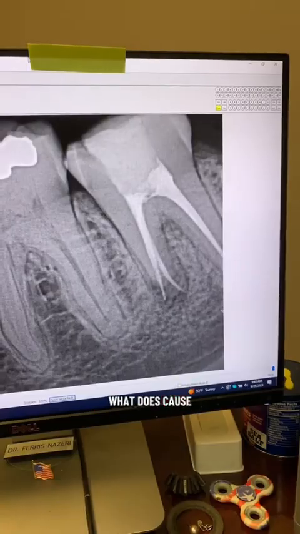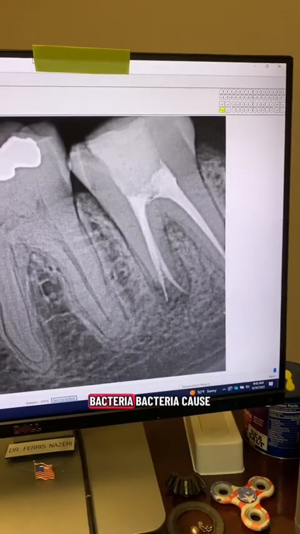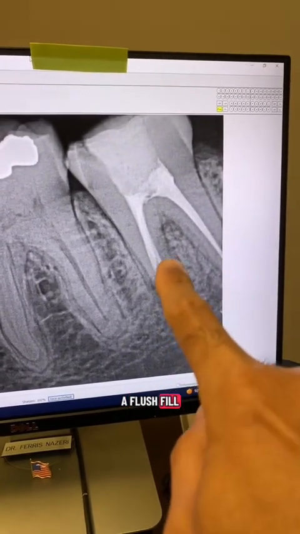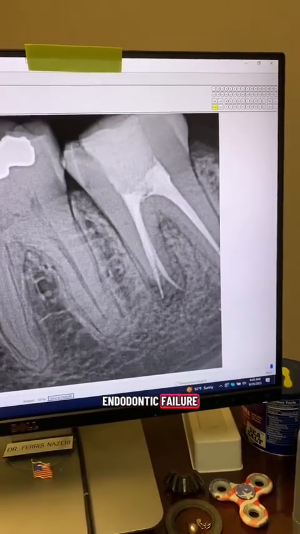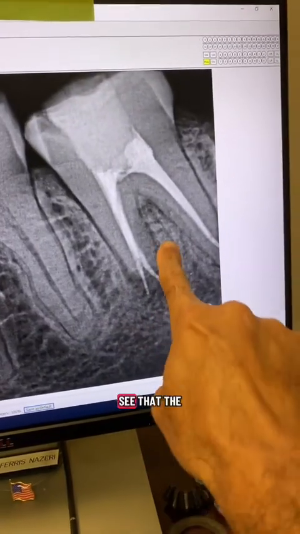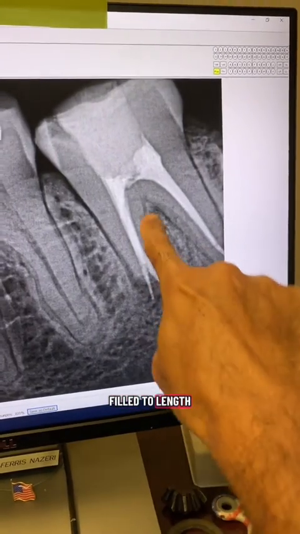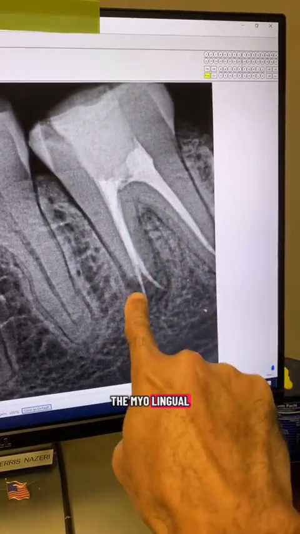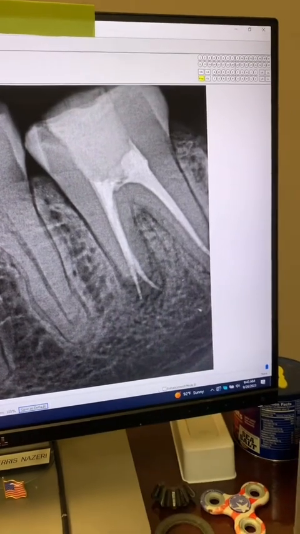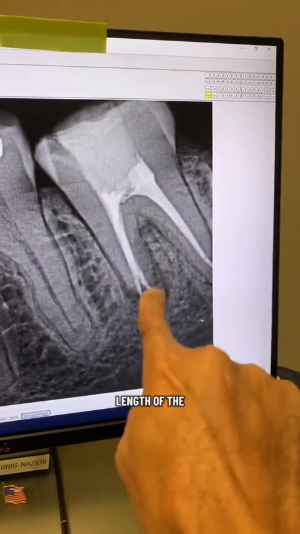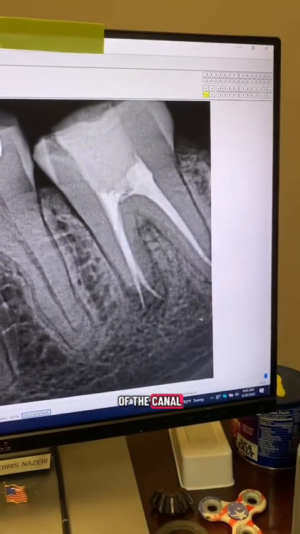What does cause an endodontic failure? Bacteria. Bacteria cause endodontic failure. A short fill, a flush fill, an overfill doesn't cause endodontic failure. Again, you can see that the mesiobuccal is filled to length. The mesiolingual is obturated beyond the working length of the canal.